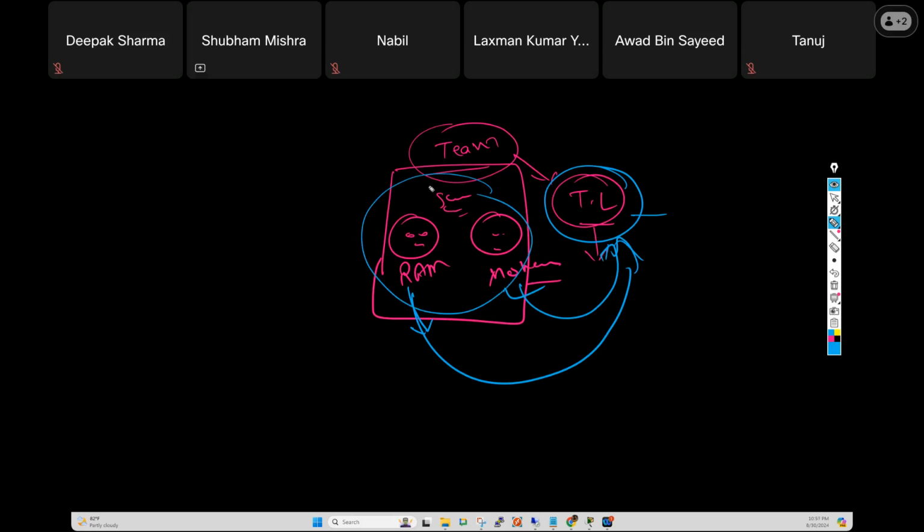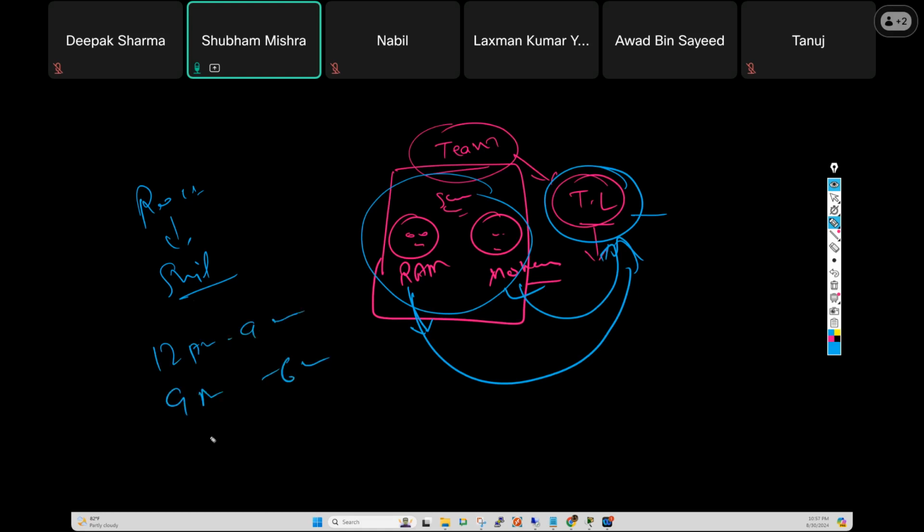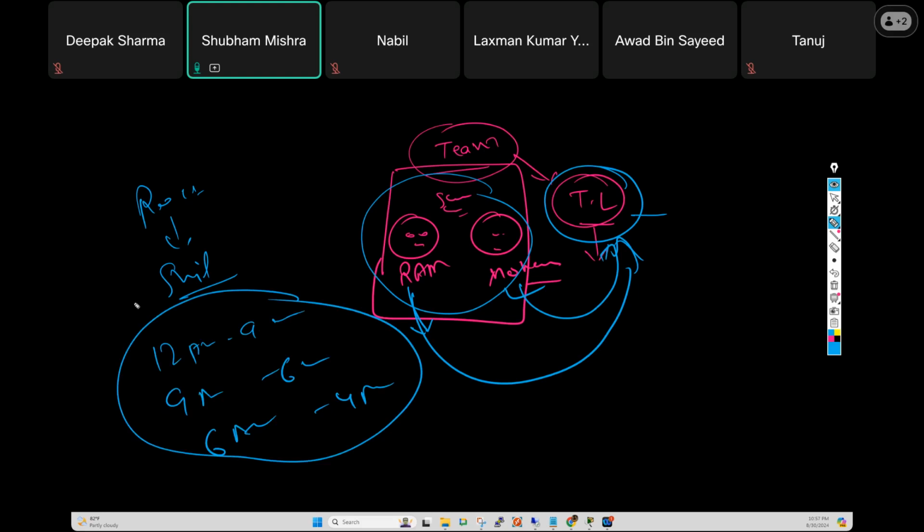For example, roster. You know roster. Roster is where we mention the shift timing of each and every employee. If you are working in the networking domain, as I already told you in the first class, you will get rotational shifts. Someone gets 12 p.m. to 9 p.m., someone gets 9 a.m. to 6 p.m., someone gets 6 a.m. to 4 p.m., like this. I am also working in this type of shift. As a network engineer, you have to work in these shifts. That is called a roster.